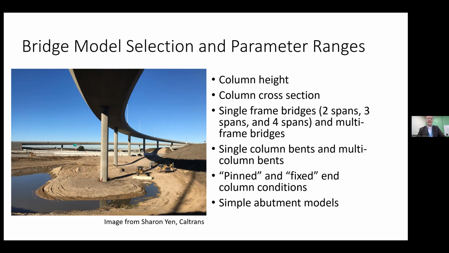and then we're going to look at different number of spans, 2, 3, and 4, where the abutments will become less important as you go to more spans. Looking at single column bents such as the one here, and then multi-column bents where you have frame action, different column conditions, pinned and fixed. Although it looks like maybe we need some SSI on this for this particular bridge, but not the best site conditions, or at least to my untrained eye. And then simple abutment models.